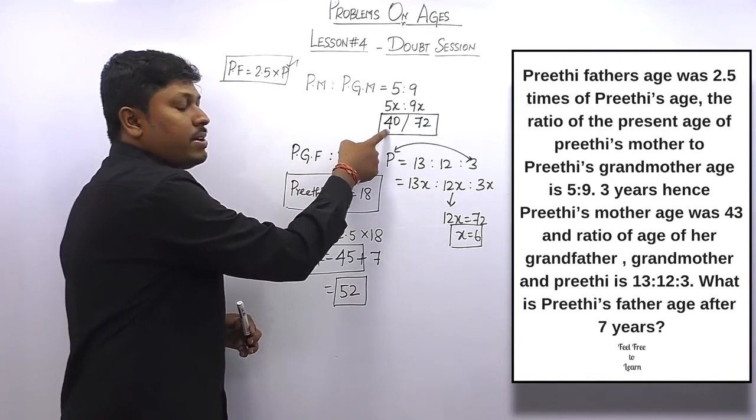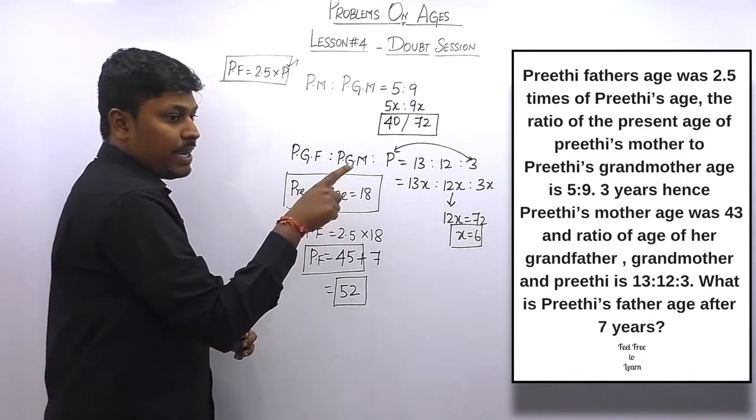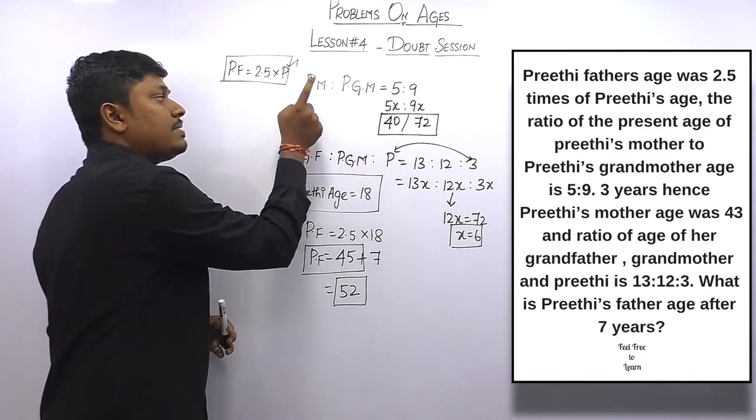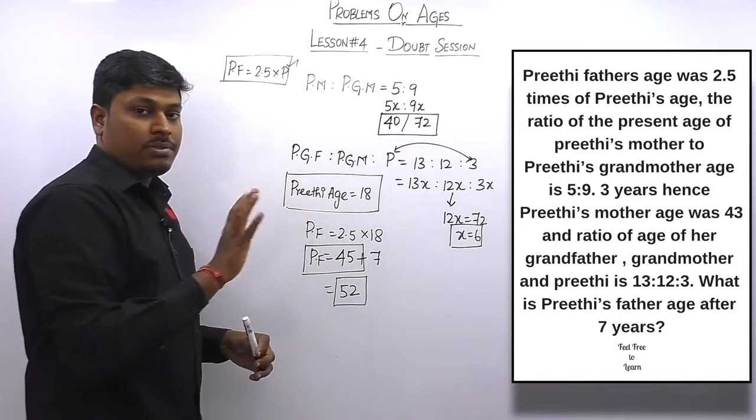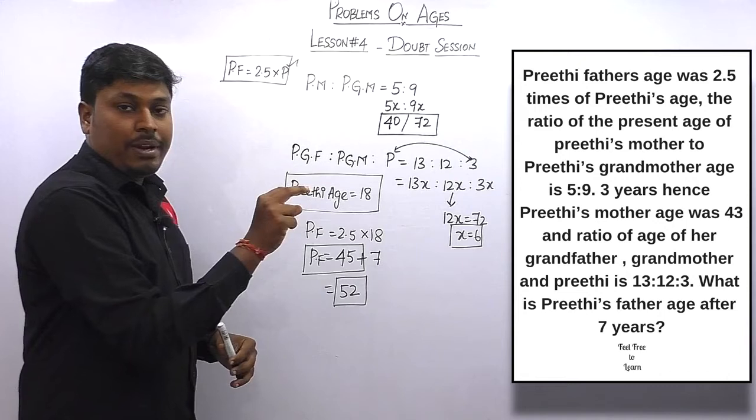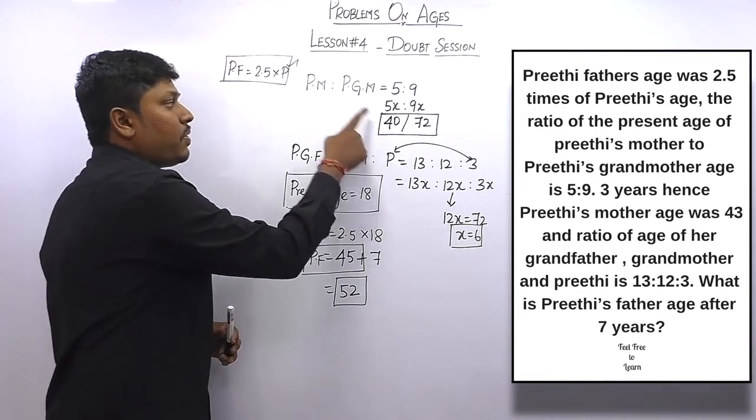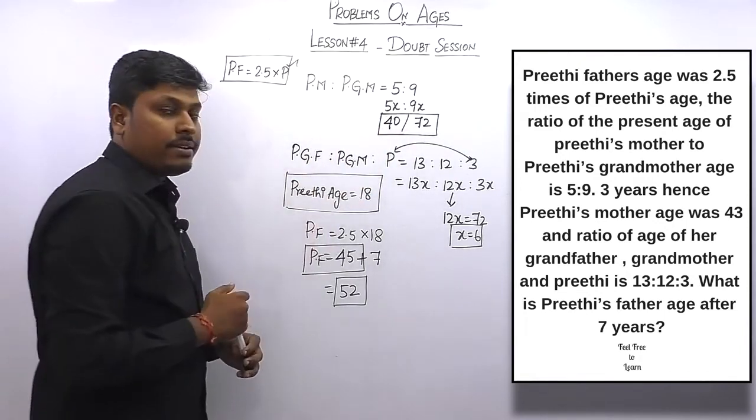If 5x is equal to 40, then definitely x is equal to 8. If x is equal to 8, then Preeti's mother will be 5x, that is 40, then 9x will be 72. So finally, by using the second point we have found that Preeti's mother's age is 40 and Preeti's grandmother's age is 72.